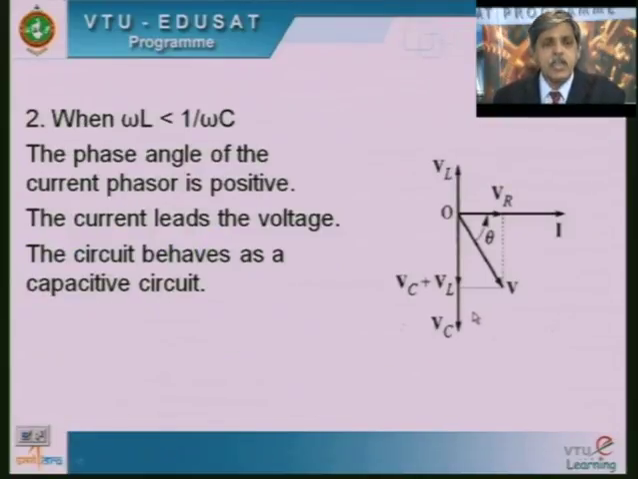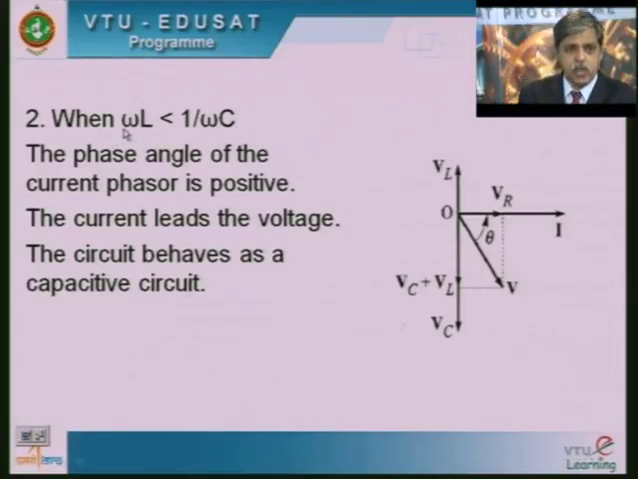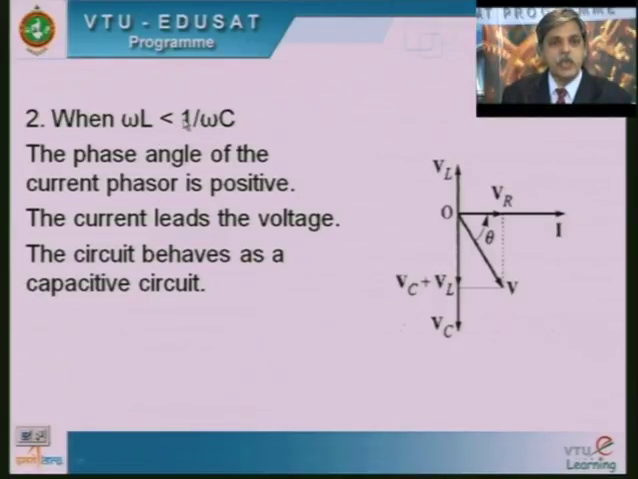The second condition is when omega L is less than 1 by omega C. Again, I multiply both sides with the current as a common parameter. I get I omega L less than I by omega C. I omega L will be I into XL, which is VL. I by omega C is equal to I into XC, which is VC. So VL is smaller than VC now.